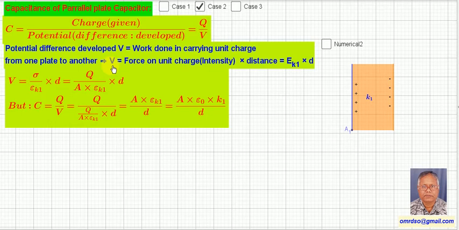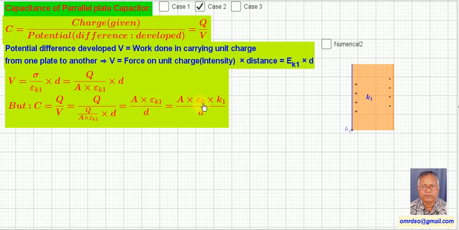So work done, meaning the potential difference developed V, is the force on a unit positive charge, because a unit positive charge is carried from one plate to another plate, times the distance between the plates. Force on unit charge, that is the intensity. Intensity of the parallel plate when the dielectric medium is K1, so that is E_K1 into d. So V is equal to sigma upon epsilon naught K1 into d. As you know, sigma is the charge surface density, that is Q upon A. But C is equal to Q upon V. After putting the value of V, we finally get A epsilon naught K1 upon d.